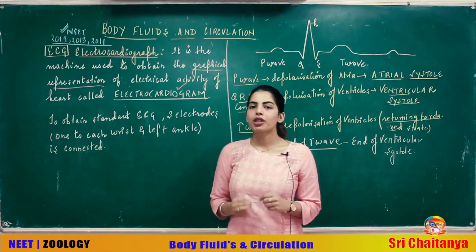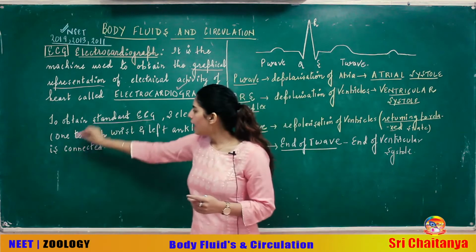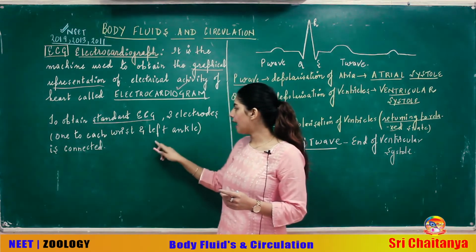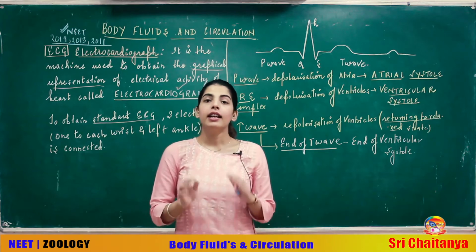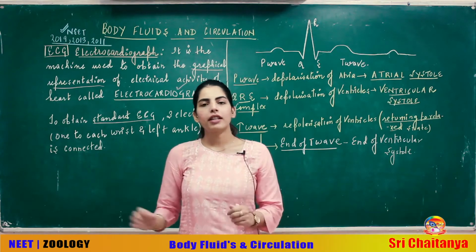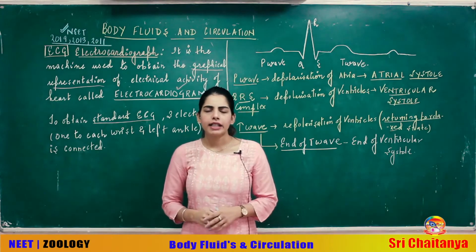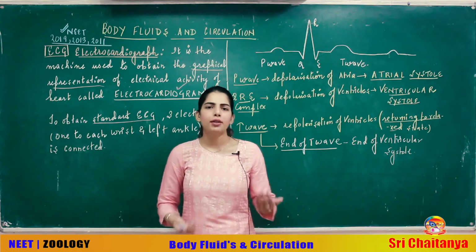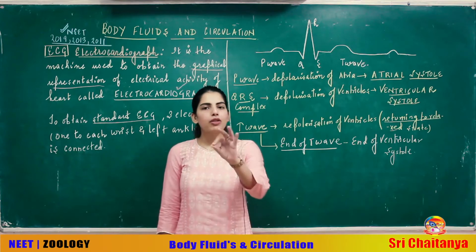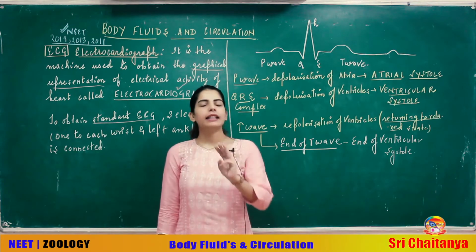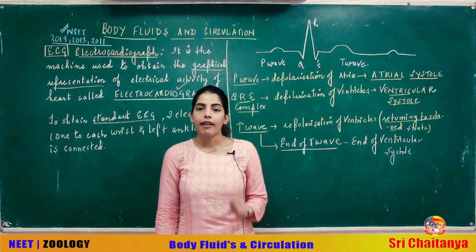Now these 3 electrodes, where are they connected? To obtain a standard ECG you use 3 electrodes, one to each wrist and one to the left ankle. But students, to obtain even more activity, multiple electrodes can be used in the trunk area as well. But to obtain a standard ECG, at least 3 electrodes are needed, one connected to each wrist and one connected to the left ankle.